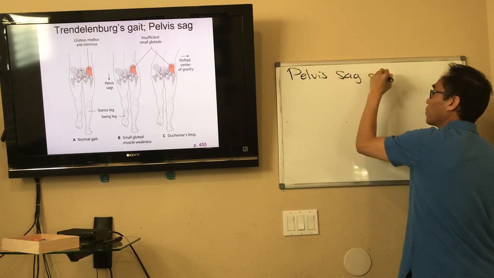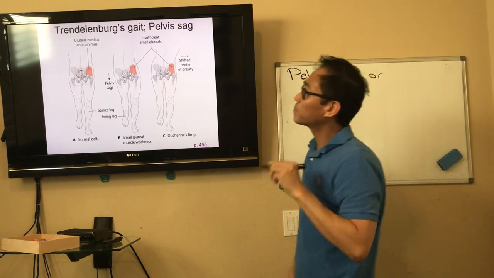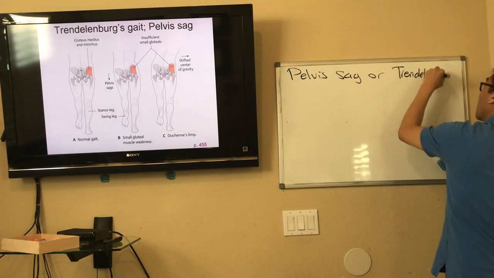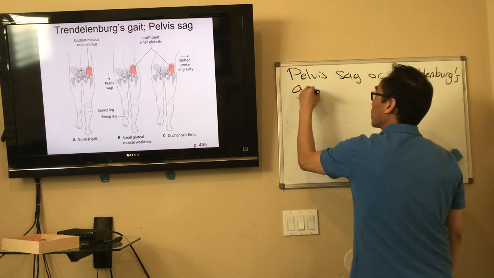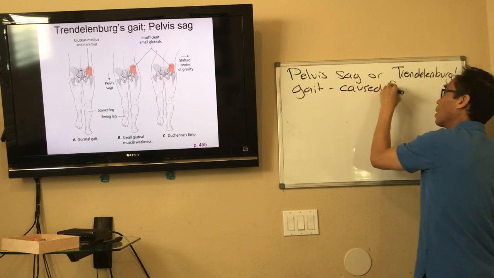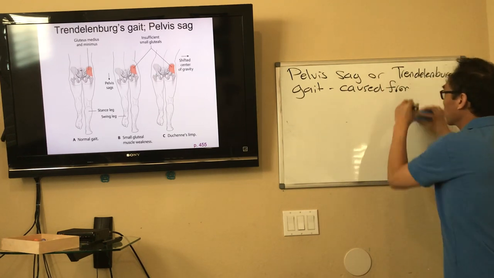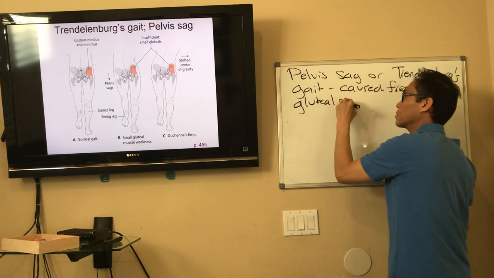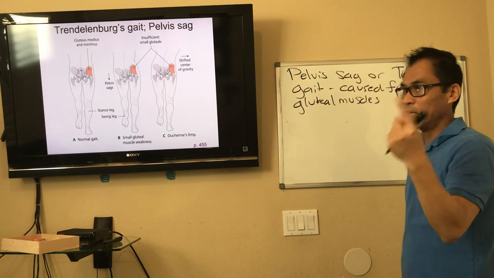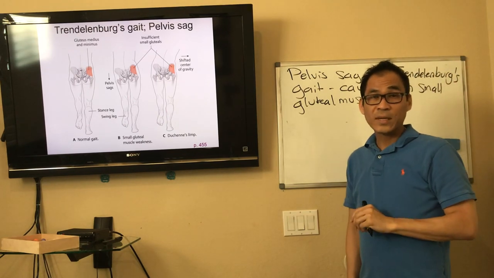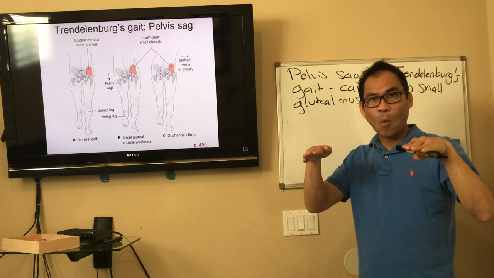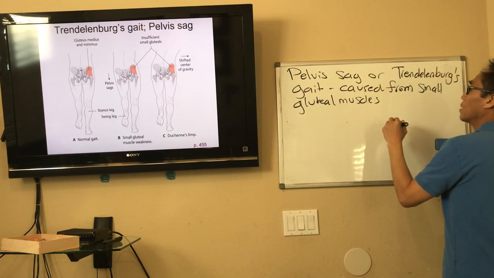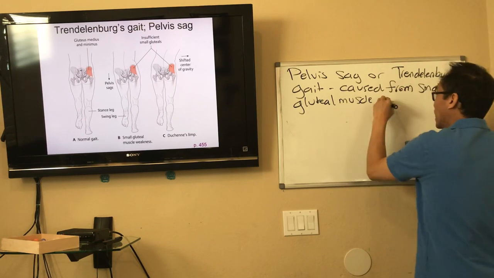Pelvic sag or Trendelenburg's gait. It's caused by small gluteal muscle weakness. When people say small gluteal muscles, of the three, it's gluteus medius and minimus, not the maximus. Remember, those muscles are responsible for pelvis stabilization during walking. So if one of them is weak, you can get sag on one side. I'm going to call it small gluteal muscle weakness.